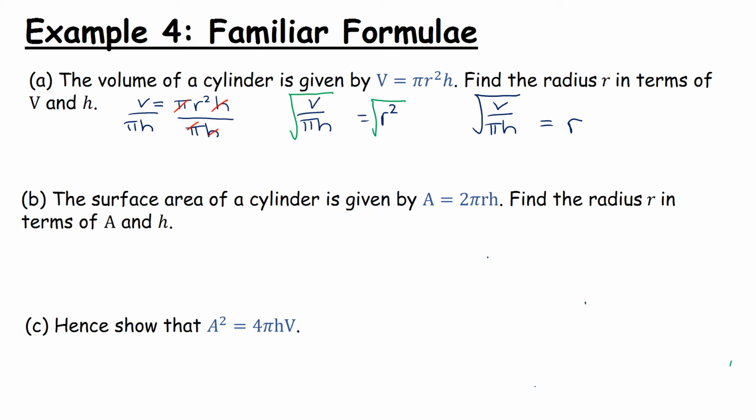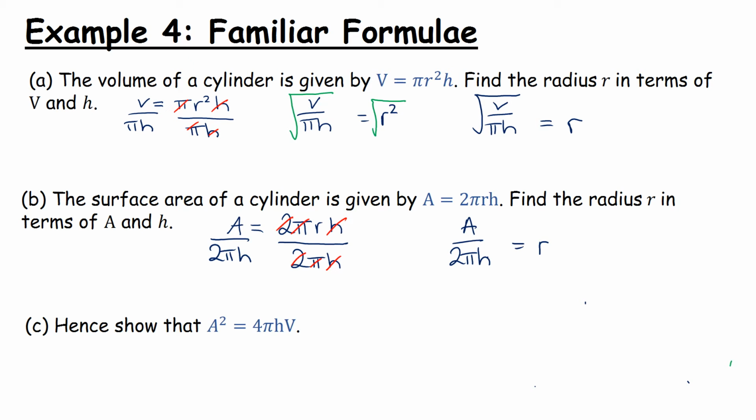Okay, so let's look at the next part of this question then. They've told us that the surface area is given as A equals 2 pi r h. Find the radius in terms of A and h. So let's start with what we've been given, 2 pi r h. We want to get that r on its own, so we can divide both sides by 2 pi h. So the 2's cancel, pi's cancel, and h's cancel. So A over 2 pi h is equal to r. Okay, so that was quite straightforward.